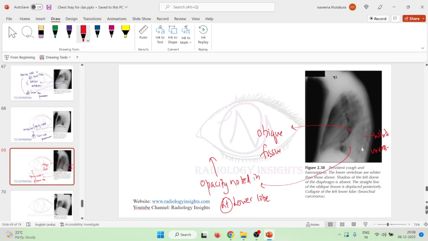Because there is an opacity in the left lower lobe, and you can see the posterior displacement of this oblique fissure, this is actually a collapse of the left lower lobe. Okay, the oblique fissure is displaced. This is actually the displaced oblique fissure.